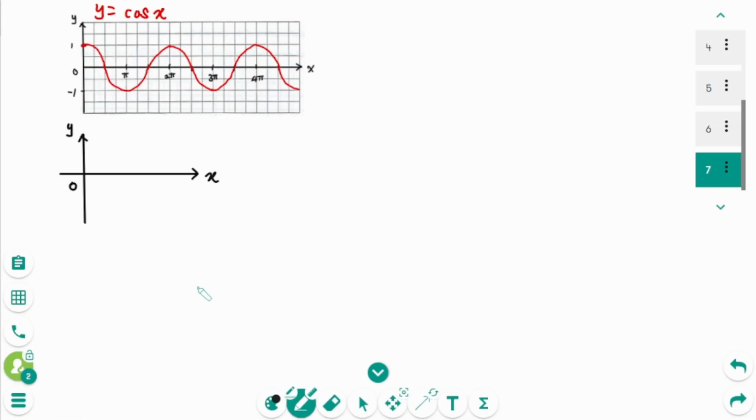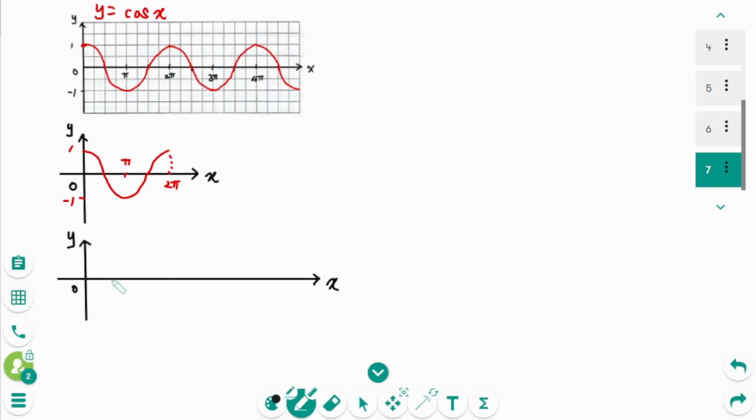Now, let's consider the situation without the grid paper. Looking at the graph above, let's first draw only one cycle. Remember, 1, 0, -1, 0, and 1. This is y equals cosine x. Then 1, 0, -1, 0, and 1. 2 pi, pi, 1, and -1.